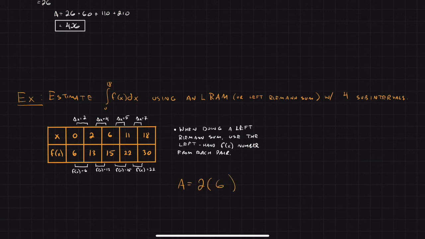Just multiply the numbers on top and bottom of the table for each rectangle. So the area of the first rectangle would be 2 times 6. The area of the second rectangle would be 4 times 13. The third would be 5 times 15. And then the fourth one would be 7 times 22. This would give us an answer of 293.